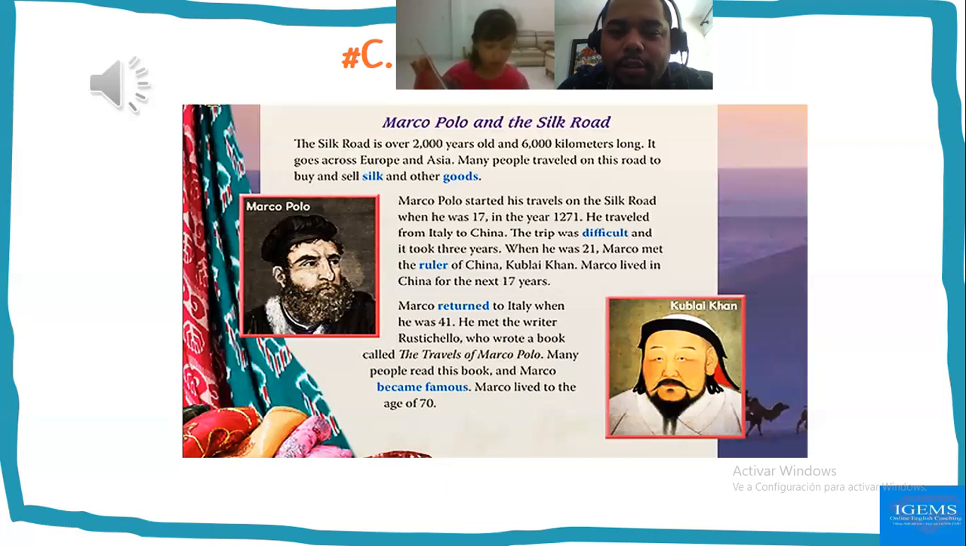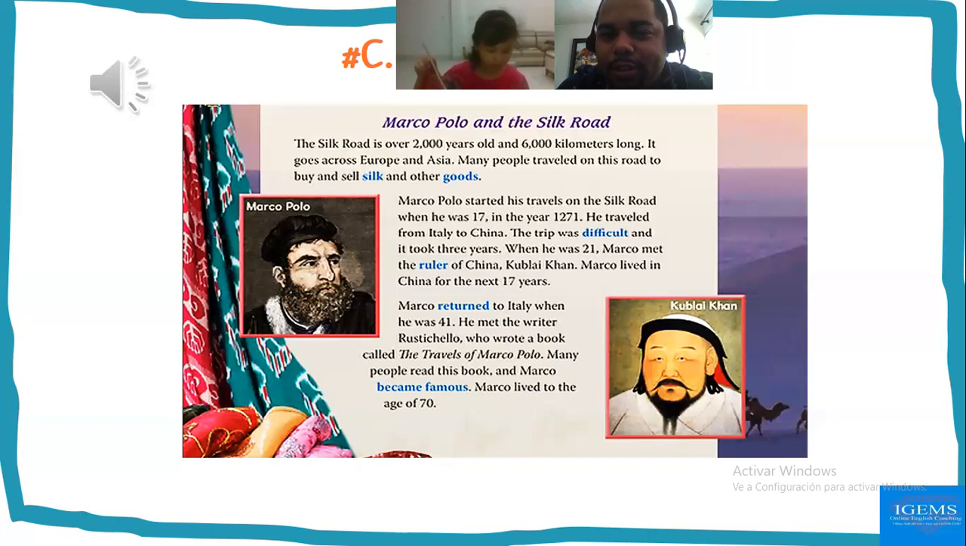Marco Polo started his travels on the Silk Road when he was 17. In the year 1271, he traveled from Italy to China. The trip was difficult and it took 3 years. When he was 21, Marco met the ruler of China, Kublai Khan. Marco lived in China for the next 17 years.